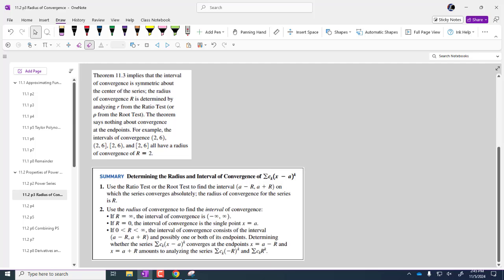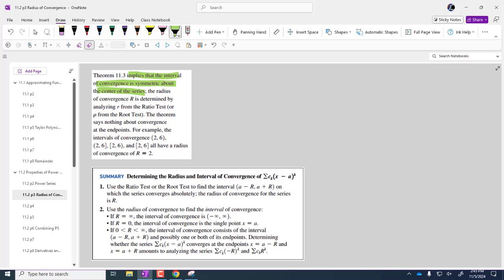Okay, so just a little summary. This theorem implies that the interval of convergence is symmetric about the center of the series, so we've talked about that. Whatever the center is, the interval of convergence has to be symmetric about that. It's like a teeter-totter. It's got to be centered right at that center.